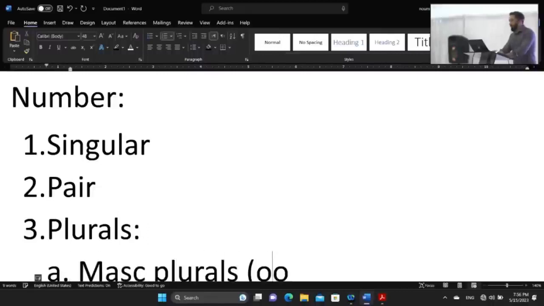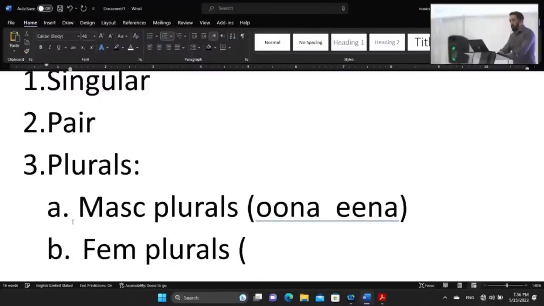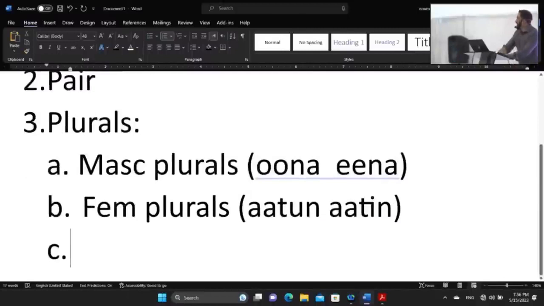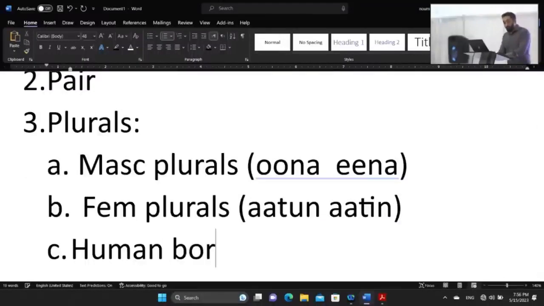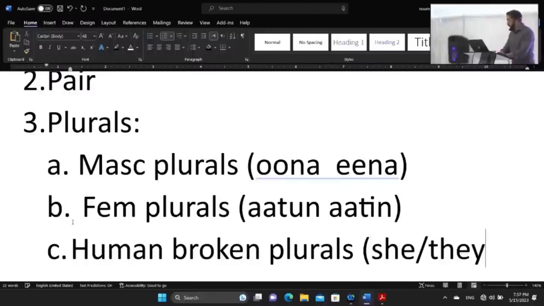Masculine plurals, which is oona and eena. Okay? Then there's what? Feminine plurals, which is what? Aatun or aatin. Then there is human broken plurals. We already know when the word breaks, it's called a broken plural, right? And what do we learn about them? They can use she and they can use they. Yes? She or they. By the way, if you want to be technical, they can use it as feminine singular. But the easy way to remember that is what word? She, because she is feminine singular.